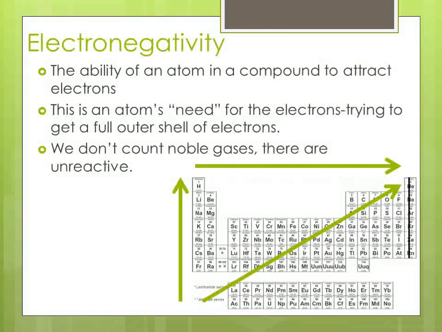Now when we're talking about electronegativity, we do not count the noble gases, that far column on the right, because they are unreactive. We do not consider them to be electronegative at all. They have a full outer shell of electrons already, and therefore they are not electronegative at all.